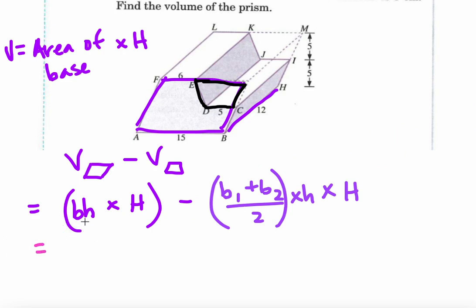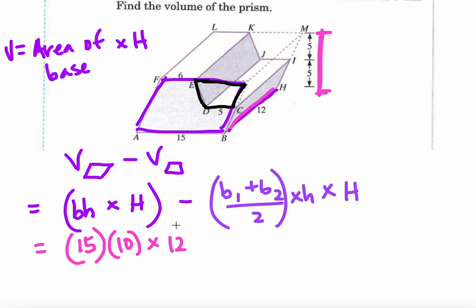Okay, so we have base times height for the parallelogram. So the base is 15. The height of this parallelogram, just straight up and down, is going to be this. 5 plus 5, which is 10. Times the big H, the height of the entire prism, which is 12. Okay, that's all together. I'm going to put that in brackets. They are together. And then we are going to subtract the trapezoid stuff.